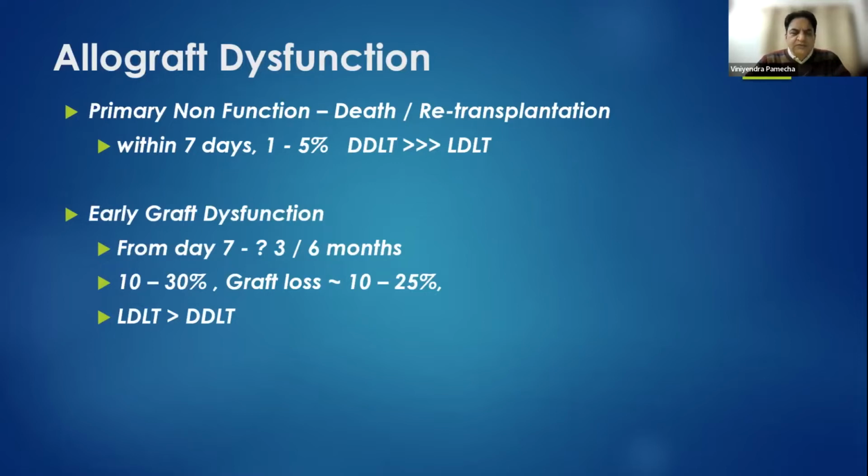That's because of the partial graft, and the liver has to regenerate and then meet the metabolic demand of the recipient. Because of the size of this graft, it is more common in the live donor liver transplant setting. Late graft dysfunction is defined as after maybe 3 to 6 months. The definition in the literature is not clear about the duration from where to define this particular entity.